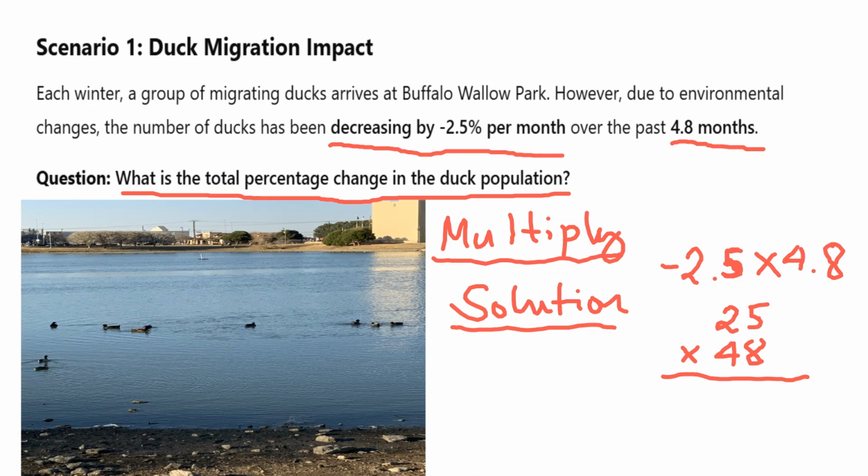We'll multiply them. So what is 5 times 8? It's 40. Carry 4. What is 8 times 2? 8 times 2 is 16 plus 4. That would give us, of course, 20. Yes, 8 times 2, 16 plus 4 is 20.